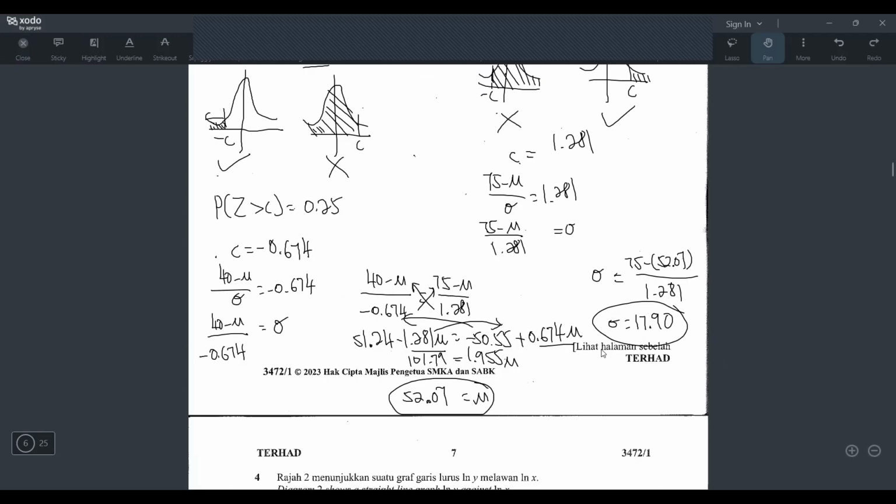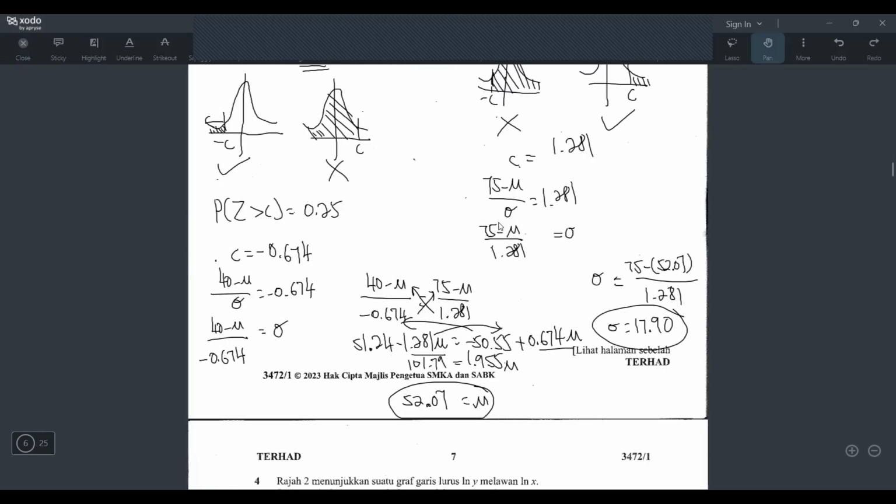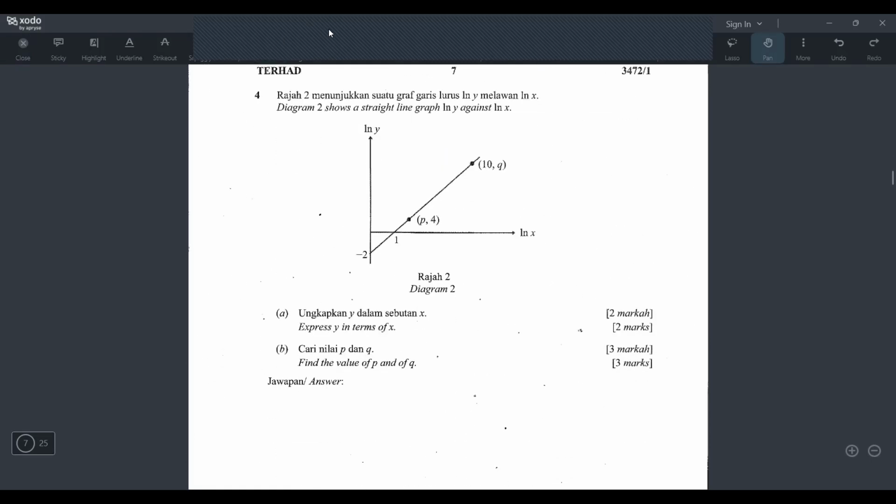But I don't think you have to do that because they only ask for mean and standard deviation. All right, so that's all. Okay, let's continue with number 4.